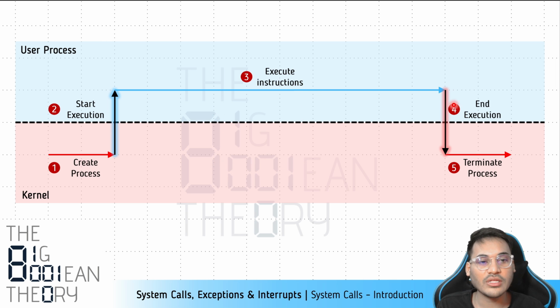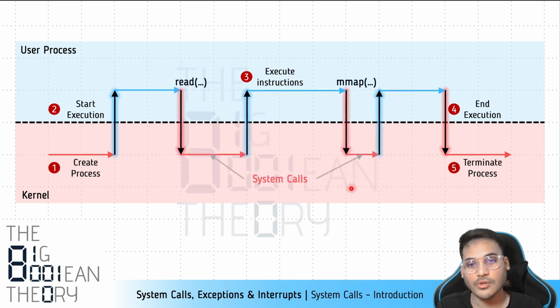We see that only when the process has finished executing all of its instructions, according to our current understanding, do we go back into the kernel. But the diagram is inaccurate. So a more realistic picture looks something like this.